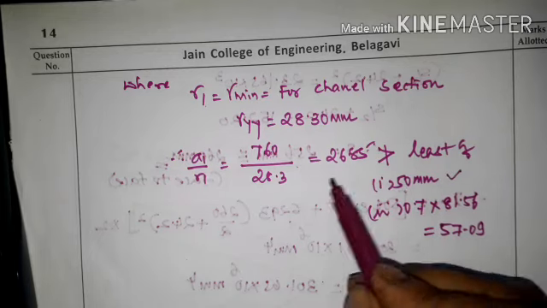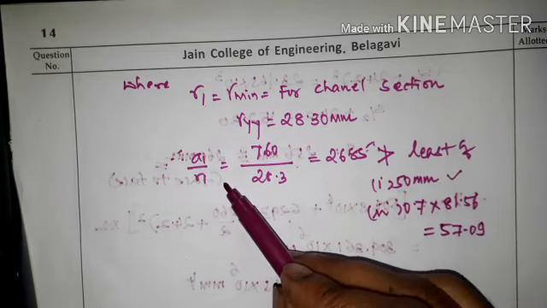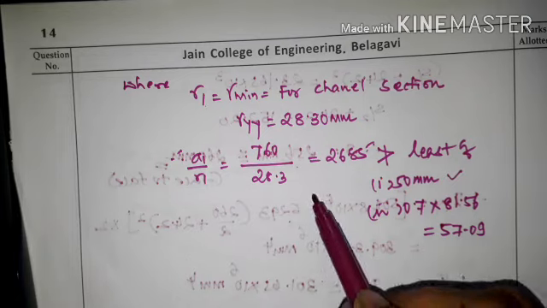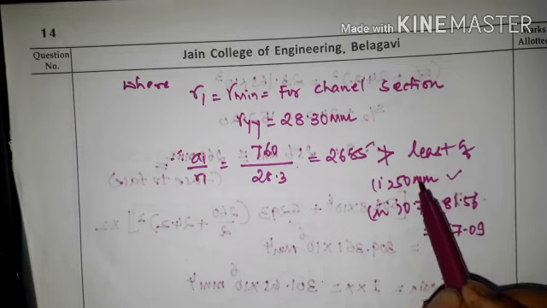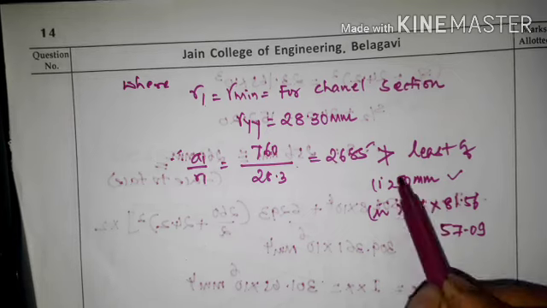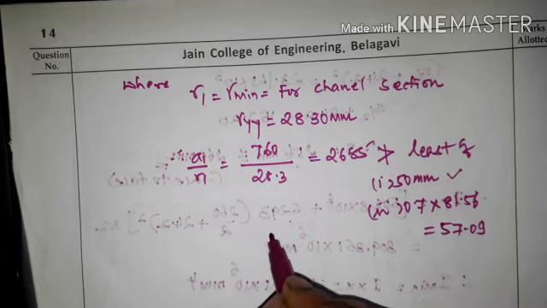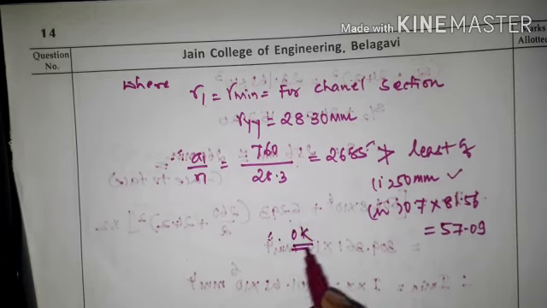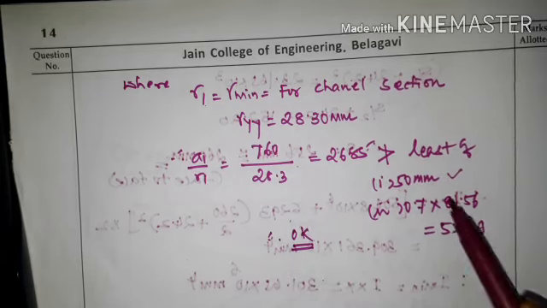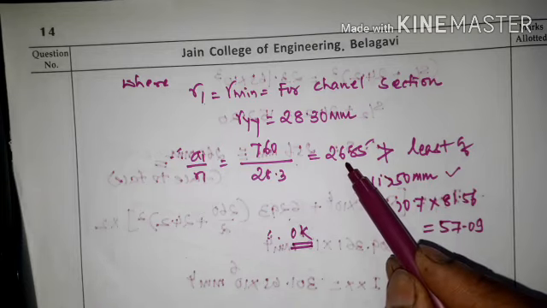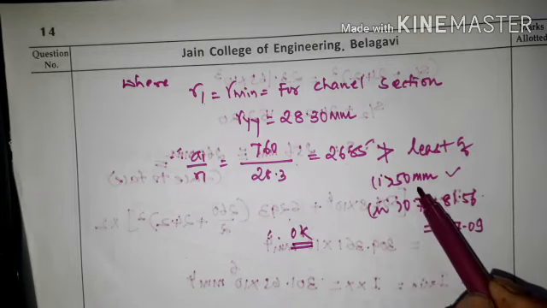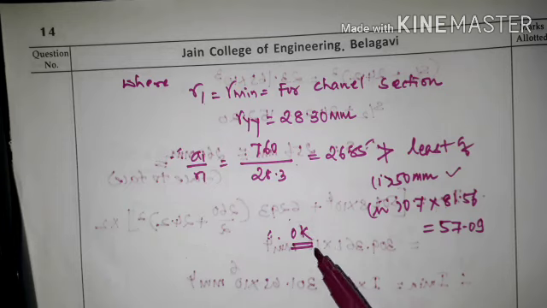and our slenderness ratio of the component should not be more than this least of these two, which is 50 mm. So again it is less than this. Okay, so therefore okay, because the least of these two is 50 mm, and our slenderness ratio is 26.85, which is less than 50 mm. So therefore okay. I'll show you the clause now.